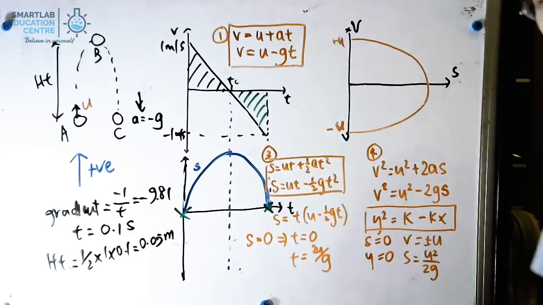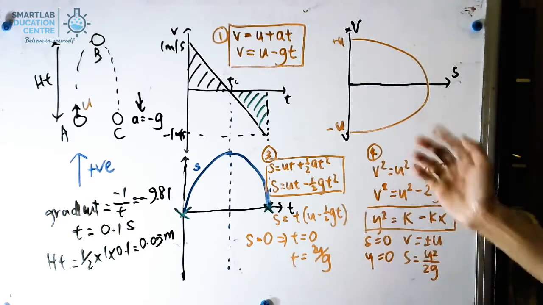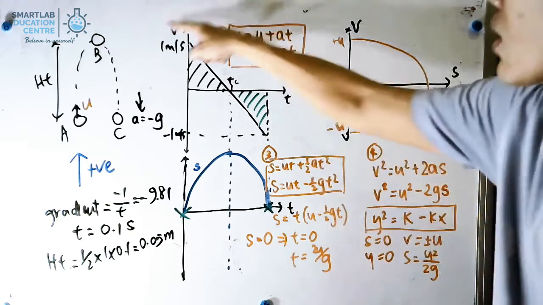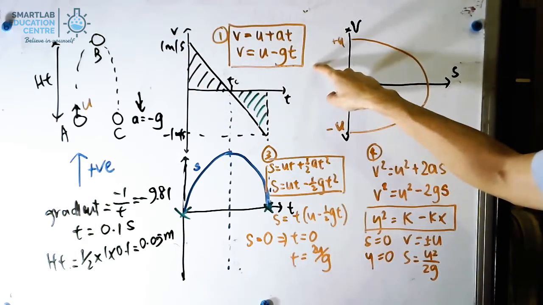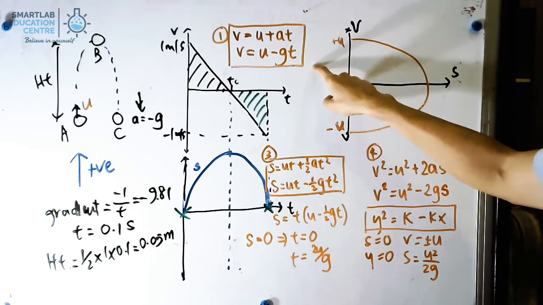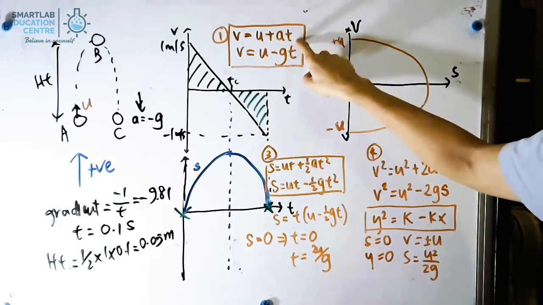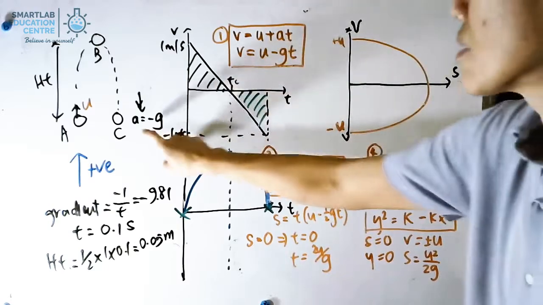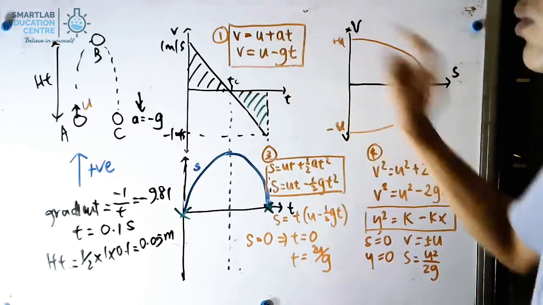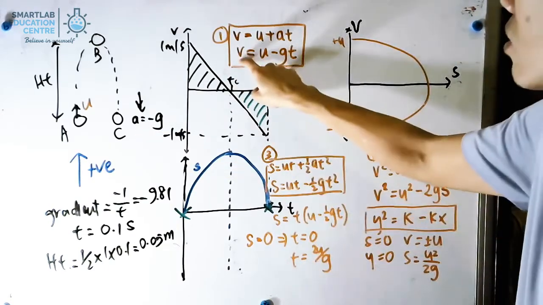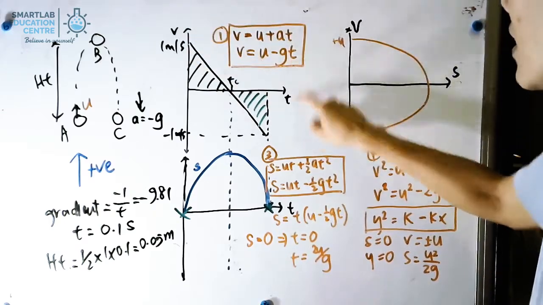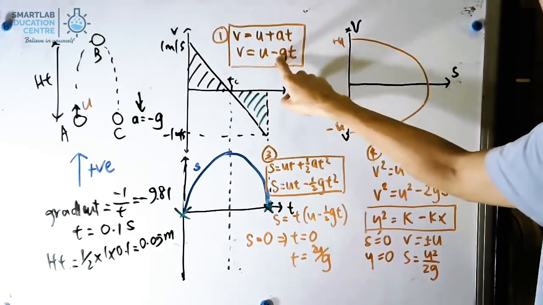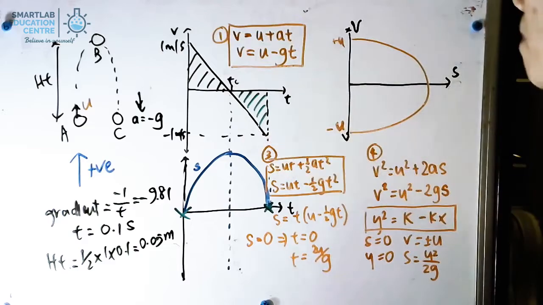Okay, let's now take a look at how the formula helps us to explain the graph. If you look at the VT graph, we can use equation 1, the first set of formula from the definitions of acceleration. If v equal to u plus at, and a is minus g, this will be v equal to u minus gt. So your v is your y, your t is your x. So your gradient is negative g, as explained.